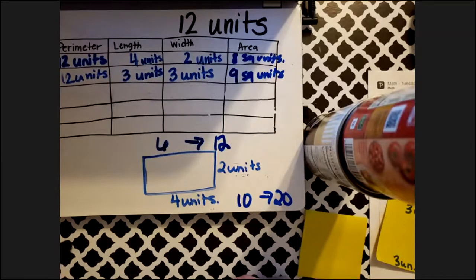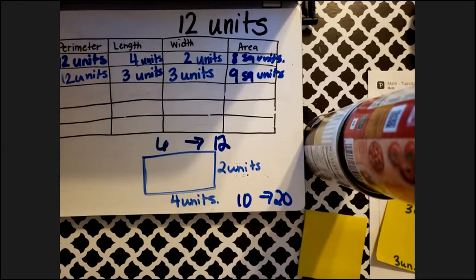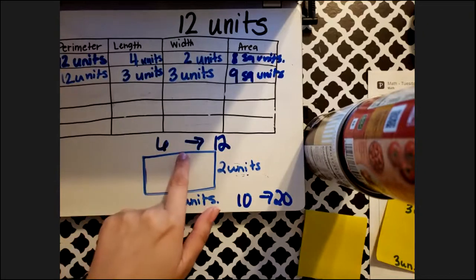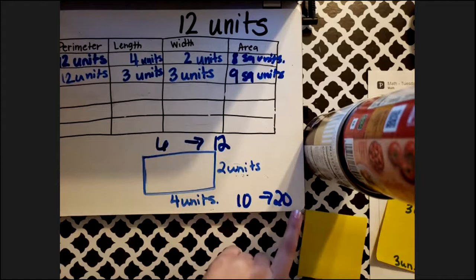Let's see. It says you have to multiply that number by what, Logan? By 2. Yes. So if you do 6 times 2, that's going to give you 12. If you do 10 times 2, that's going to give you 20.